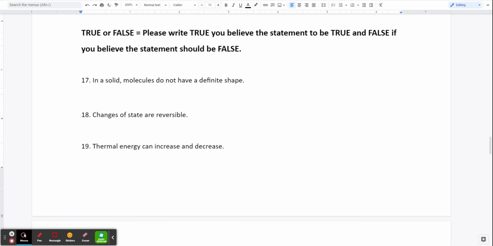18. Changes of state are reversible. True or false? Changes of state are reversible. 19. Thermal energy can increase and decrease. True or false? Thermal energy can both increase and decrease.